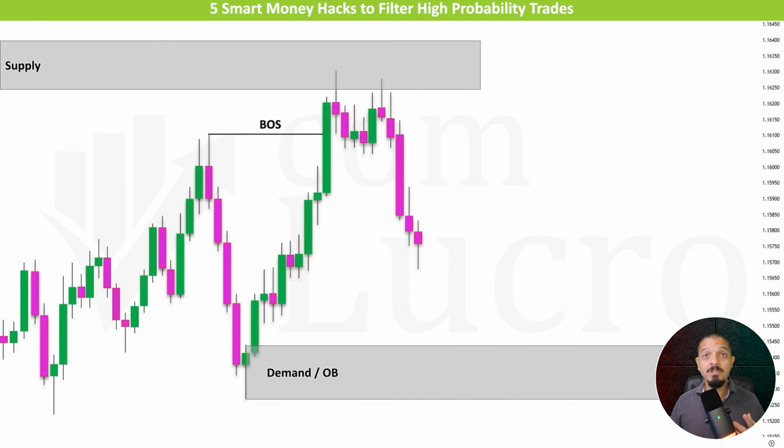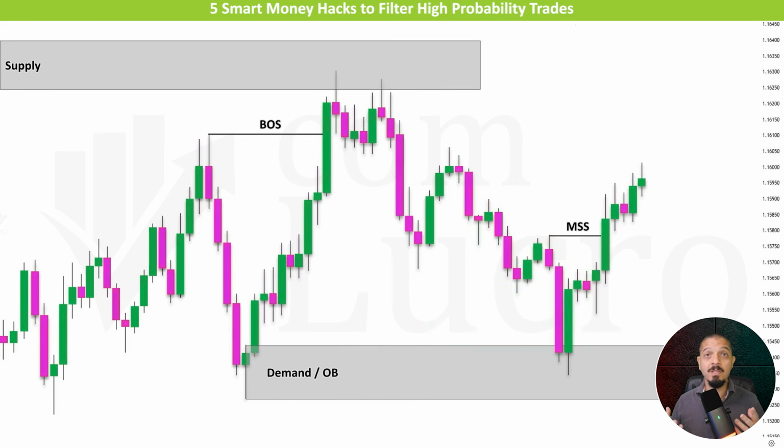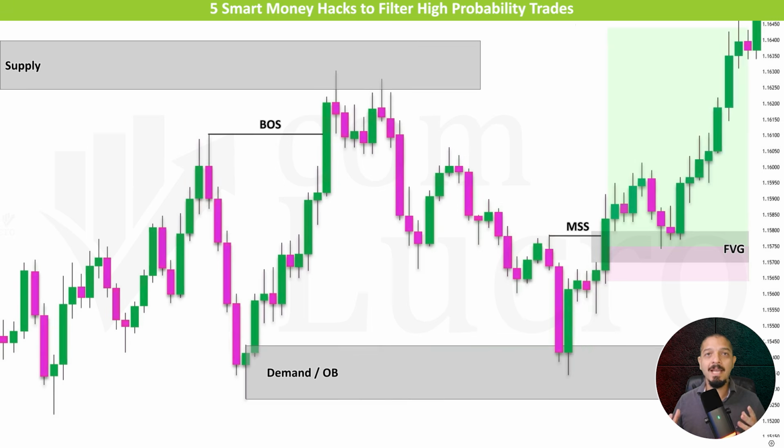If you are applying smart money concepts on your charts, you are probably seeing dozens of setups that look perfect every single day. But here's the problem. Most of those trades still end in losses. Not because your analysis is wrong, but because you are unknowingly trading low-quality setups. The truth is simple. The market does not reward activity. It rewards precision. And that is exactly where most traders fail. They focus on finding more trades instead of filtering for better ones.